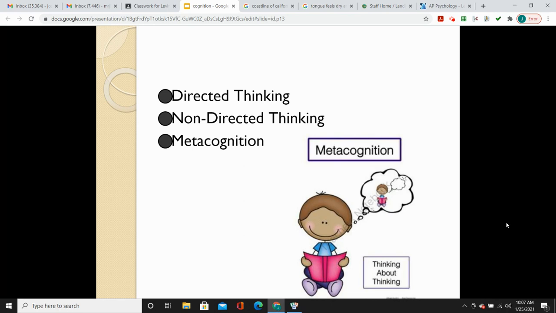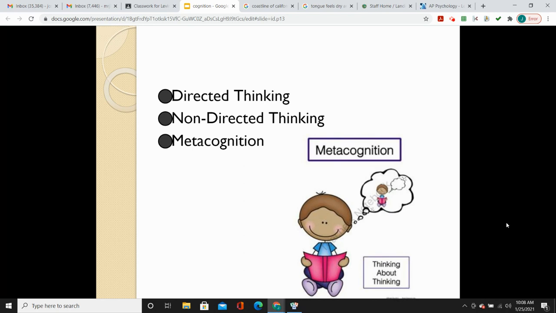There are 3 primary types of thinking. Directed thinking is when we have some sort of instruction from someone or something to tell us how to think. This can be someone asking you a question. It could be someone telling you, I want you to think about this. It could also be something like instructions on a page, which guide you on how to think about certain topics.